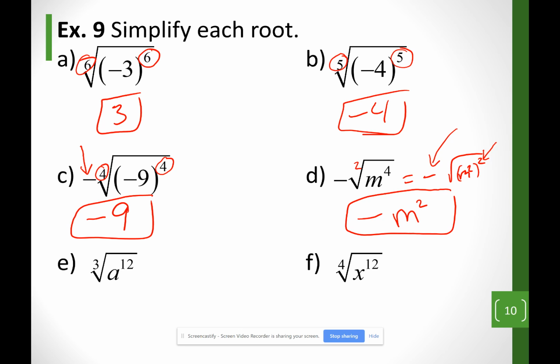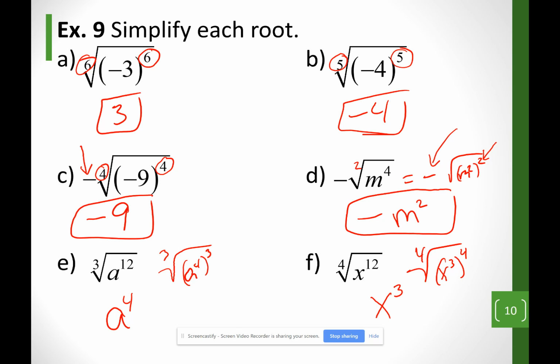Now, example A, I have the cube root of a to the fourth to the third. I want the cube root and the cubed power to cancel each other out. So my answer will be a to the fourth. For example F, I have the fourth root of x to the third to the fourth. So the fourth root and the fourth power cancel each other out, and I get x to the third.